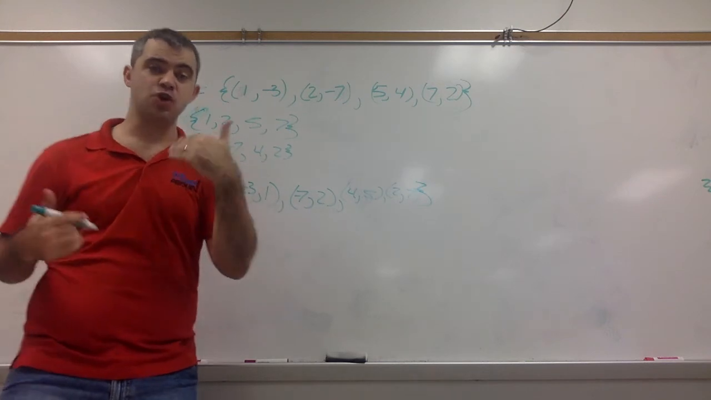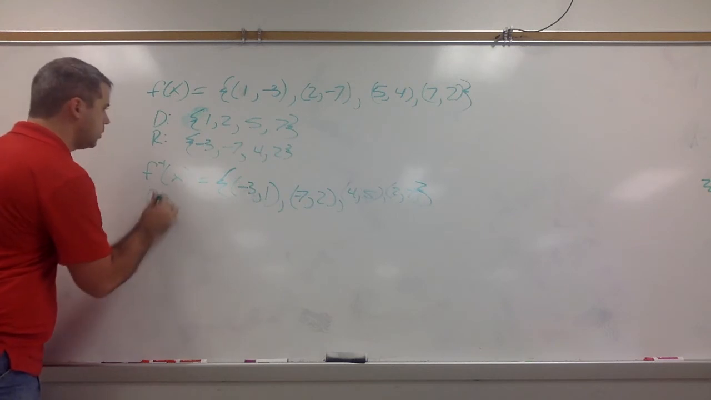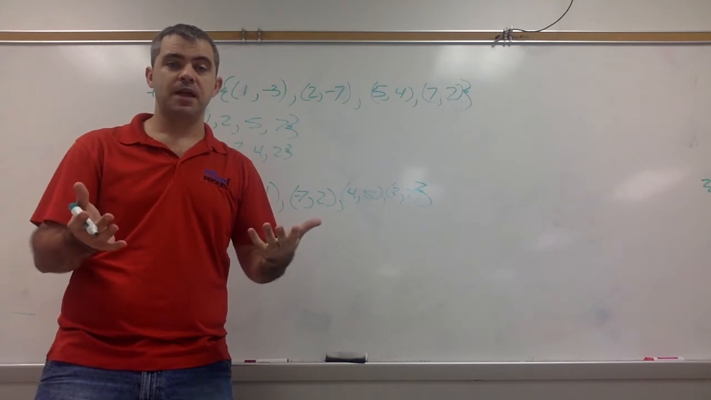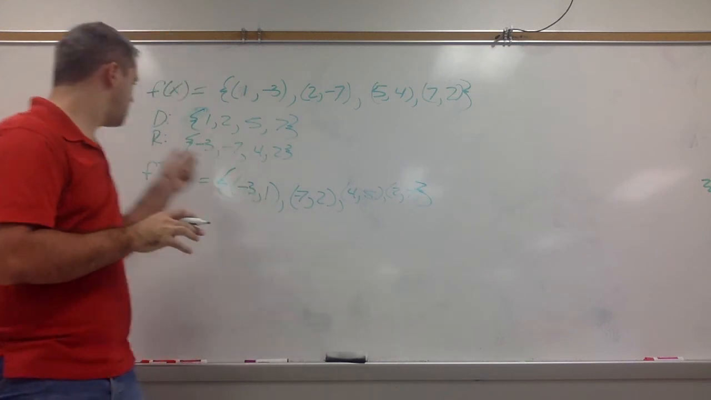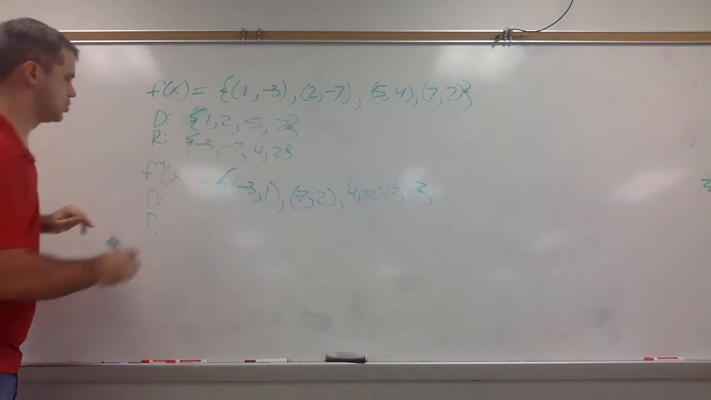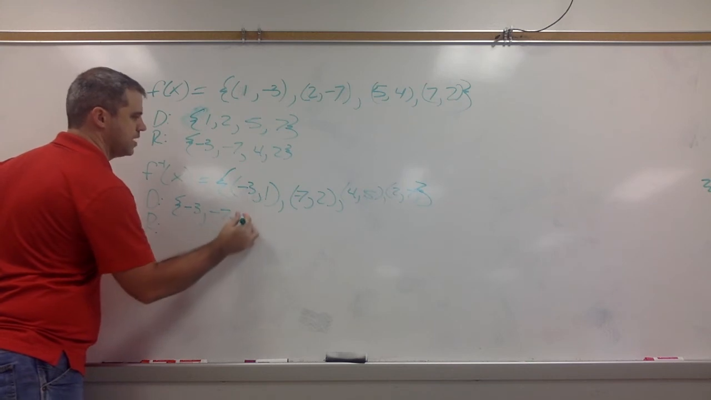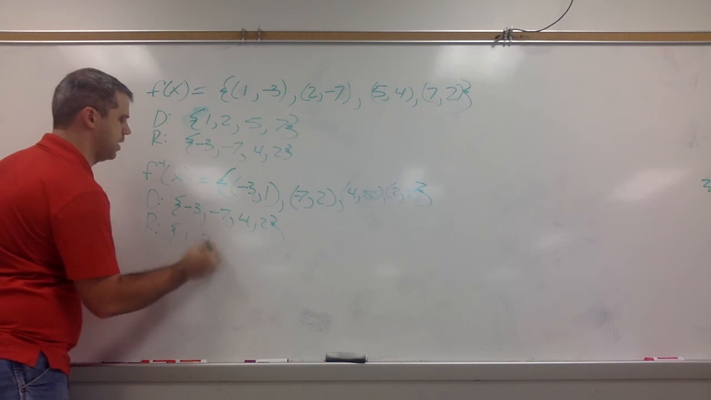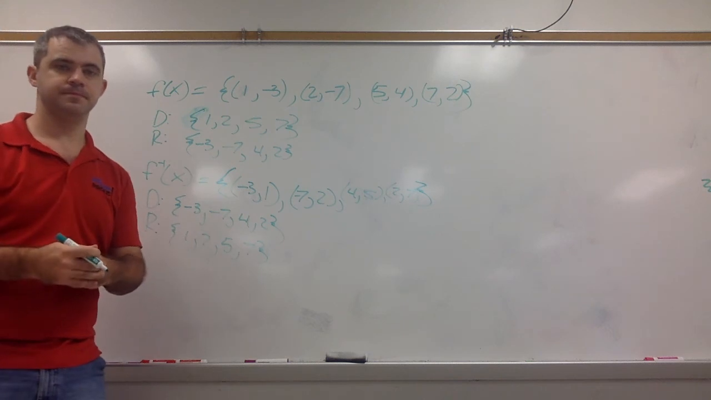Now, if I want to find the domain and the range of my inverted function, it's really easy. All I have to do is this: my domain becomes the range of my inverse function, and the range becomes the domain of my inverse function. So I literally just take these, swap them, and we're done. So my old range is now my domain, and my old domain is now my range. And that's it.